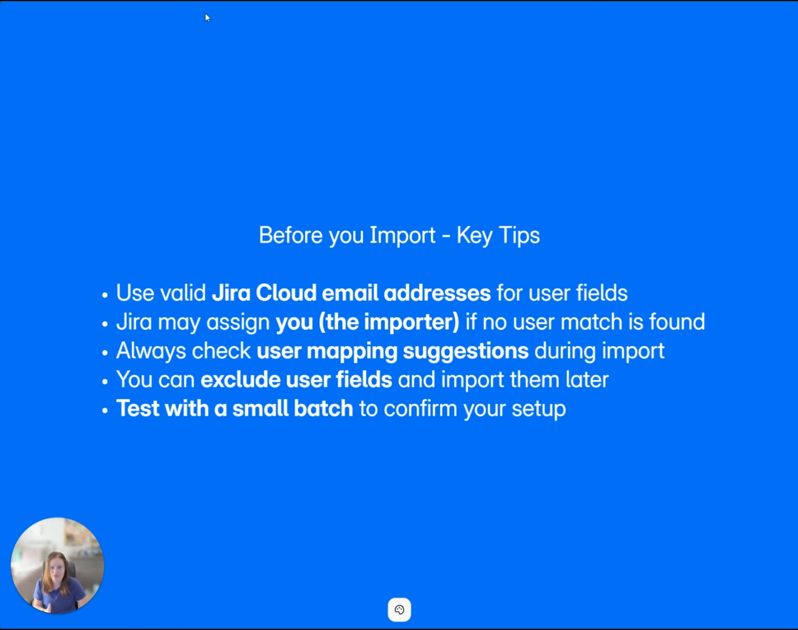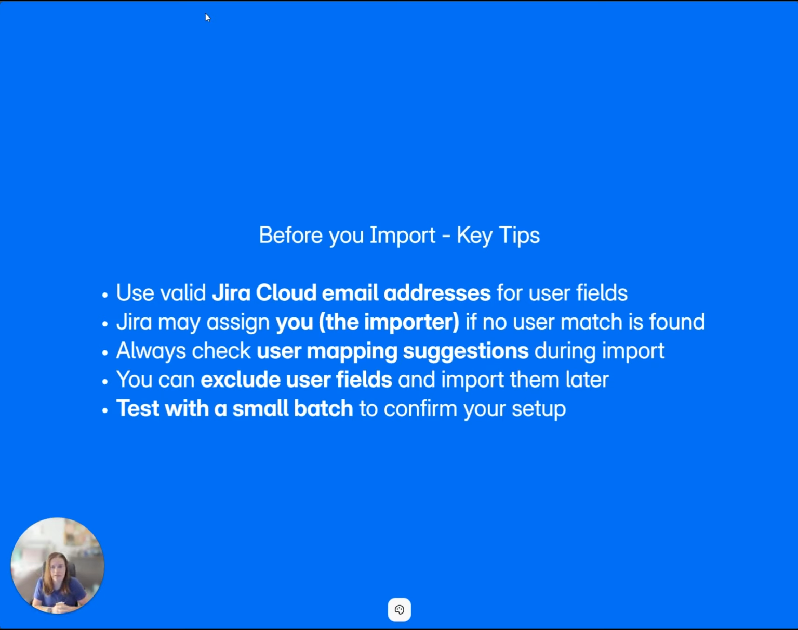To avoid these problems, you're going to want to make sure that you're using valid Jira Cloud email addresses in your CSV, and you're going to make sure that you review your Jira users mapping suggestions carefully during the import process. If Jira can't match that user, it's going to default to using your own account, which is going to be the person who is performing the import for that field.